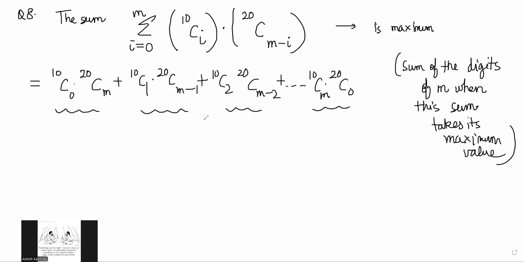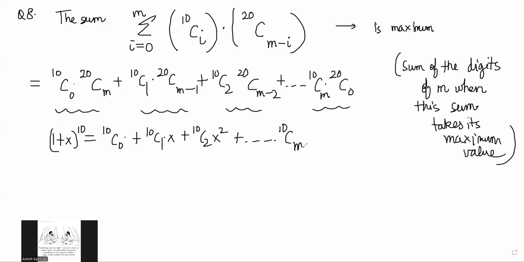So think about it. This is the product of two different series. You can take the series (1 + x)^10, and that will give you terms like 10C0 + 10C1 x + 10C2 x squared. There will be a term 10Cm x^m, and then there will be a term 10C10 x^10, right?